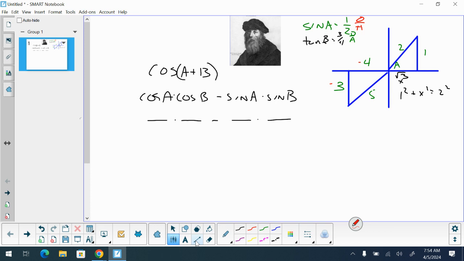Looking at our triangle, what is the cosine of A in our triangle? Write your fraction down here. What is the cosine of B? Look at the triangle, write your ratio down. What is the sine of A? From our triangle, what is our sine of B? So you should have 4 ratios that you're writing down.